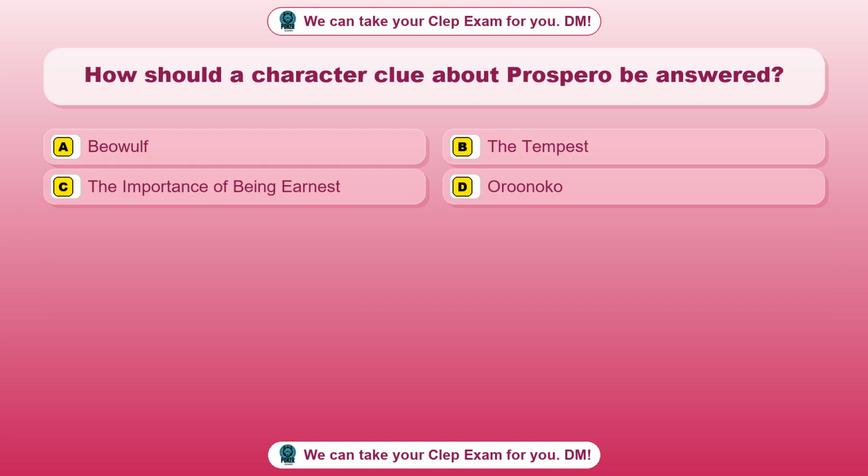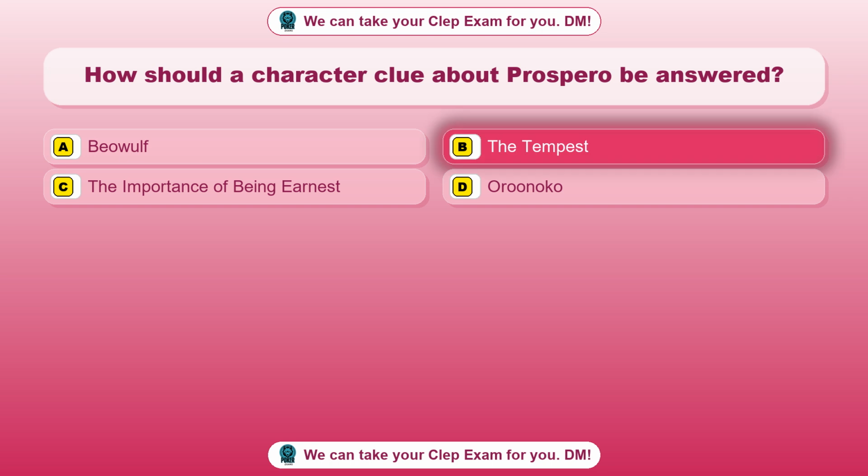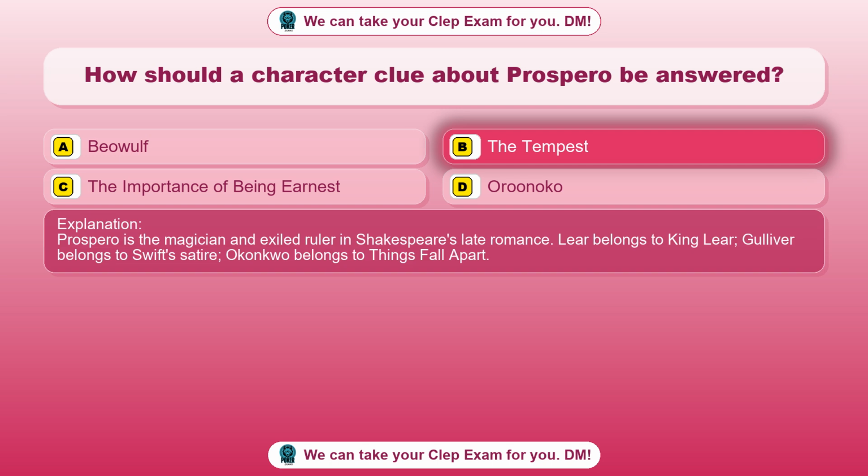Question 90. How should a character clue about Prospero be answered? Option A, Beowulf. Option B, The Tempest. Option C, The Importance of Being Earnest. Option D, Oroonoko. The correct answer is option B, The Tempest. Prospero is the magician and exiled ruler in Shakespeare's late romance. Lear belongs to King Lear, Gulliver belongs to Swift's satire, Okonkwo belongs to Things Fall Apart.